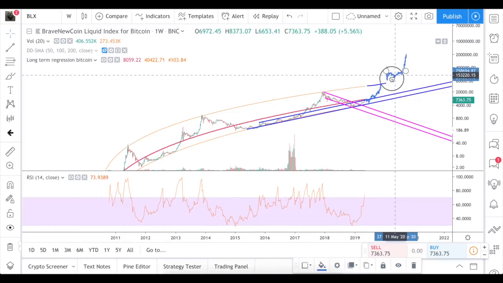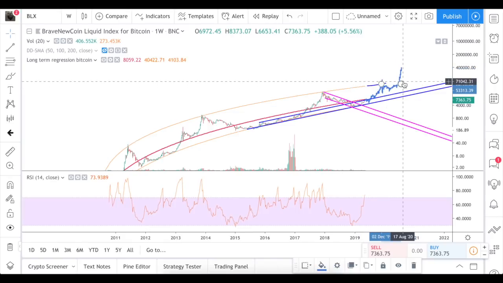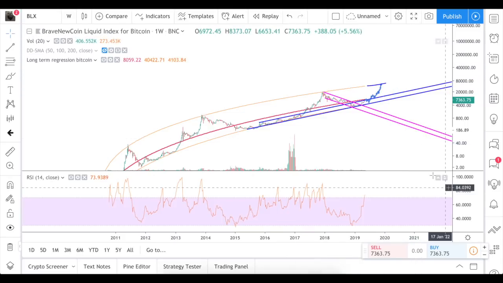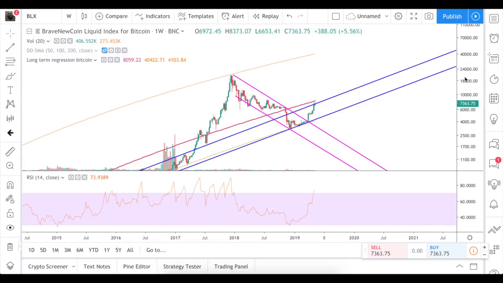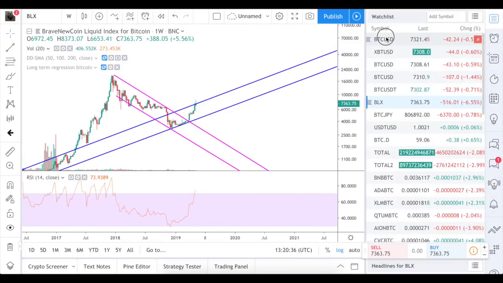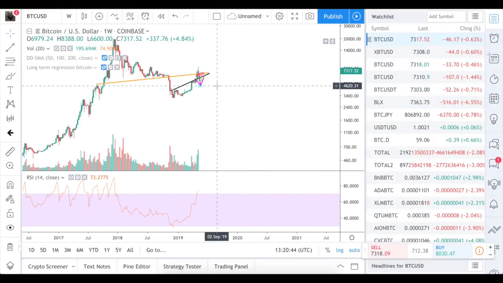So we have a mini cycle right here, and this would be much more reasonable. But of course, all that is just speculation based on the previous price action, so don't quote me on that. Now, let's move to Coinbase and see what is happening right now.